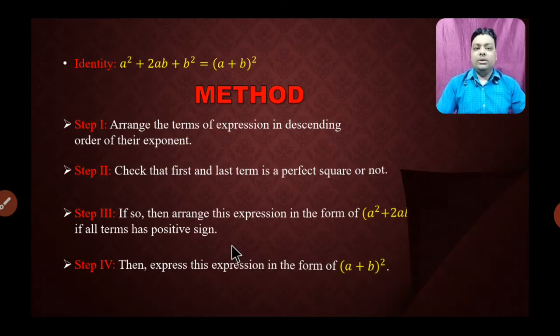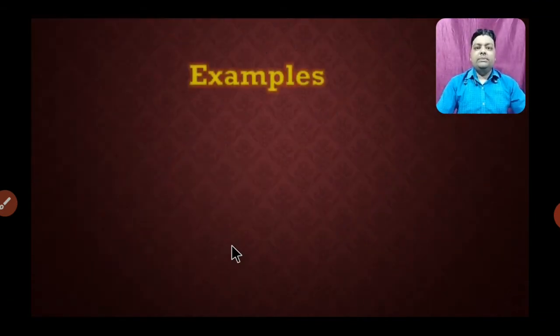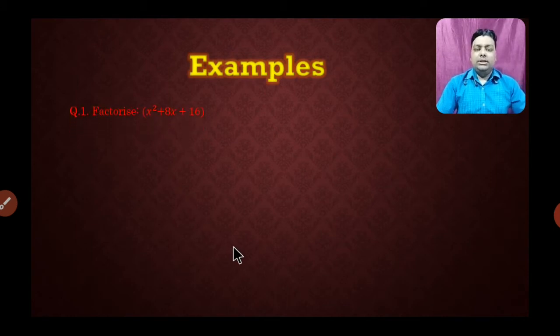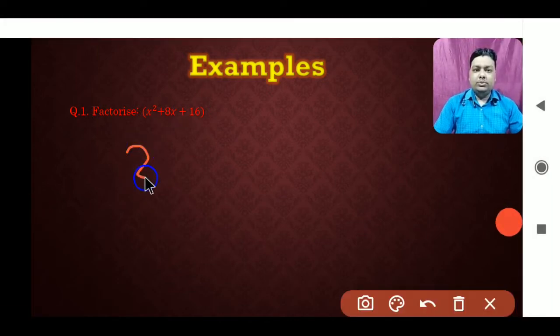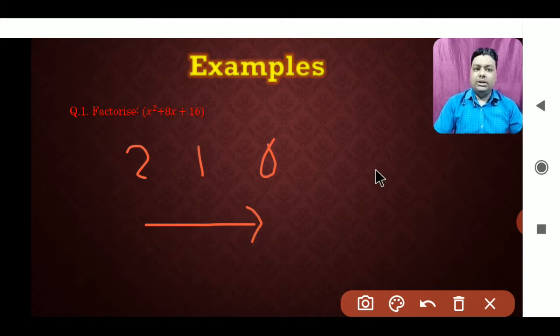Let's see students. Now at first, the first question is that we have to factorize x square plus 8x plus 16. At first we have to arrange the expression. Now here you can see x has power 2, and here x has power 1. Here no variable, it means power 0. So power 2, power 1 and power 0. It means it is in descending order of their exponent. So it is already arranged.